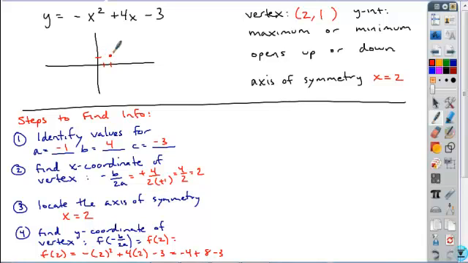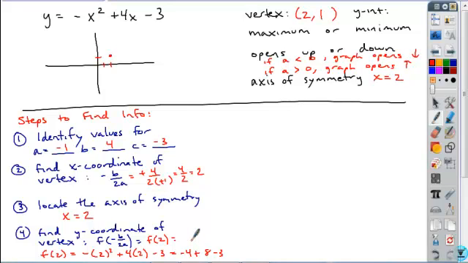And now, is my graph opening up or down in this case? Okay, when you look at your a value, if a is less than 0, if it's a negative number, graph opens down. And if a is a positive number, then the graph is going to open up. So the a value is negative, so it's going to open down.